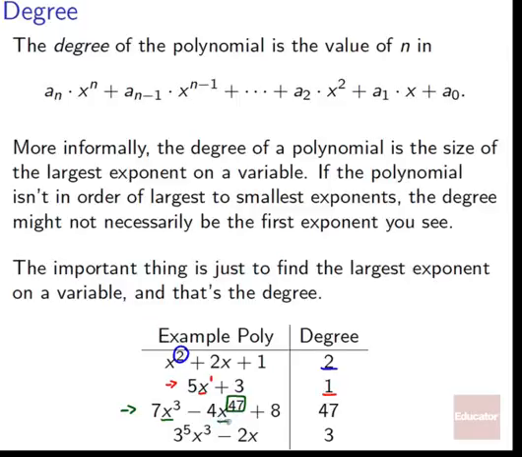We just look through all of our x's, and we wind up seeing 47 is the largest exponent on any of our variables, and so it's 47 as our degree.